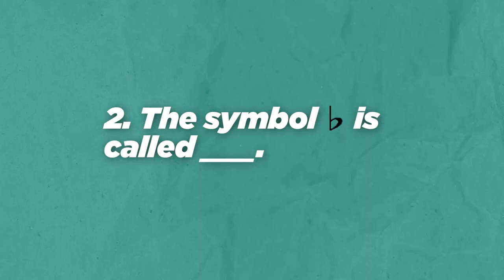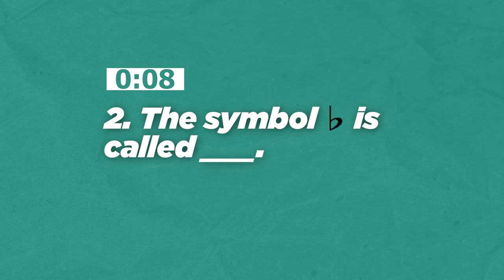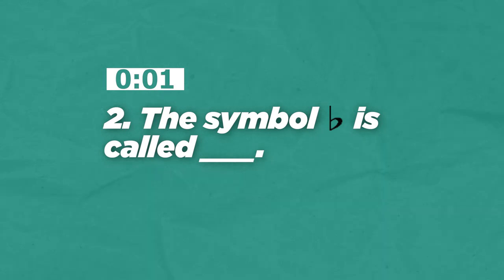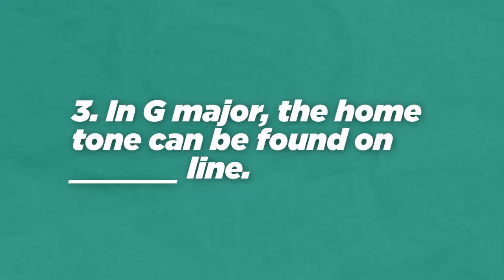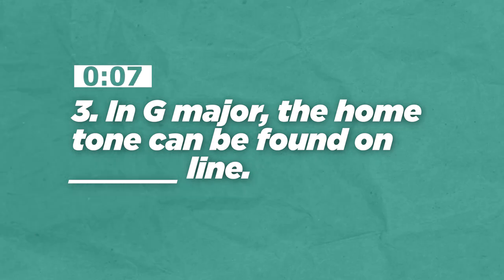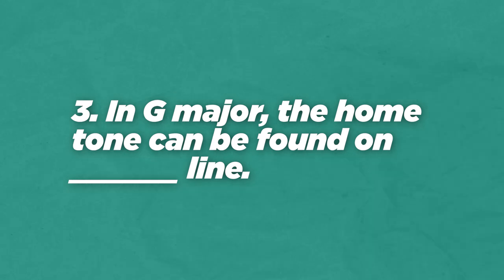Number two, the symbol is called blank. The correct answer is flat. Number three, in G major, the home tone can be found on blank line. The correct answer is second.